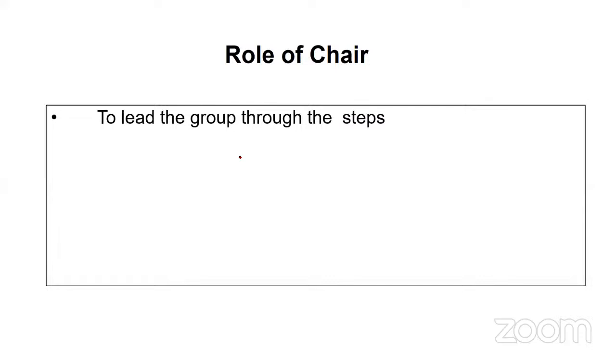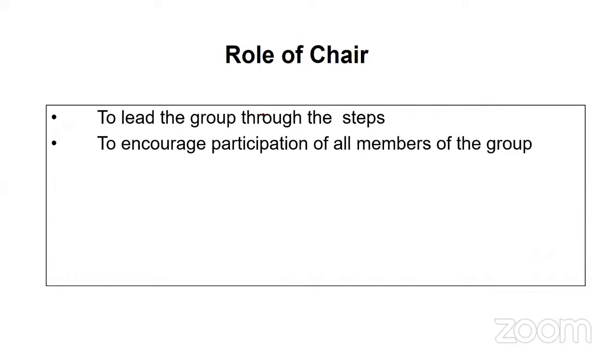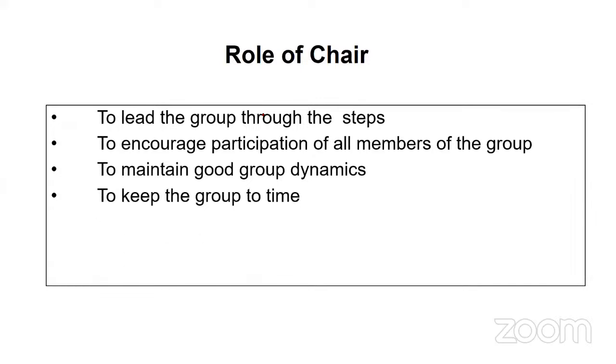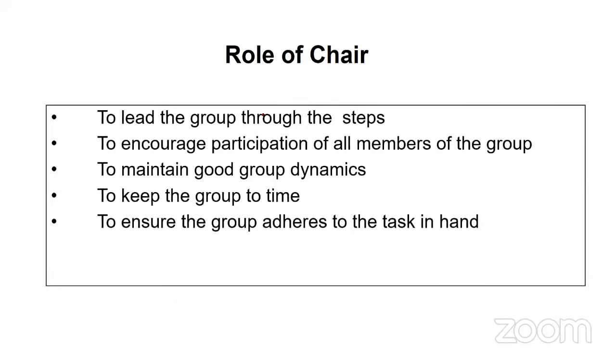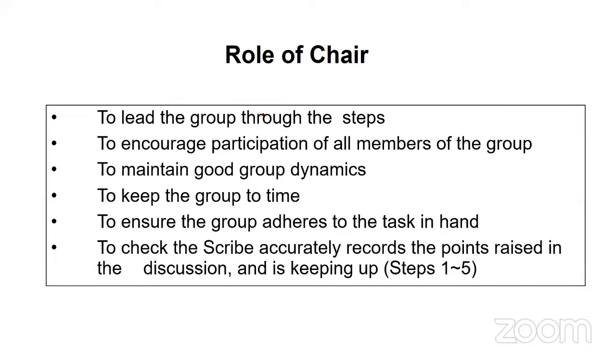So now these 5 members of each group will sit among themselves and find their chair. The chair is a kind of captain, and the chair will lead the group through the steps. To encourage participation of all members of the group, like a group leader, basically the chair is a group leader here, to maintain good group dynamics among the members, to keep the group up to date from time to time, to ensure the group adheres to the task at hand, to check that the scribe accurately records the points raised in the discussions from 1 to 5.